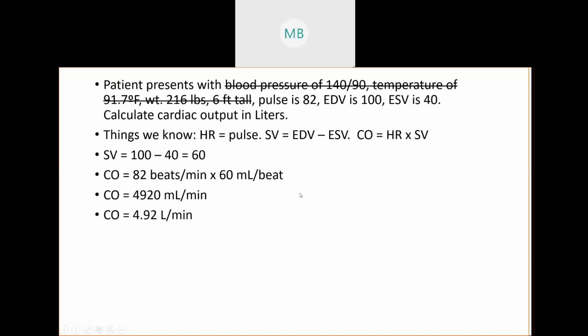And there you have it. There is your practice problem with calculating cardiac output.